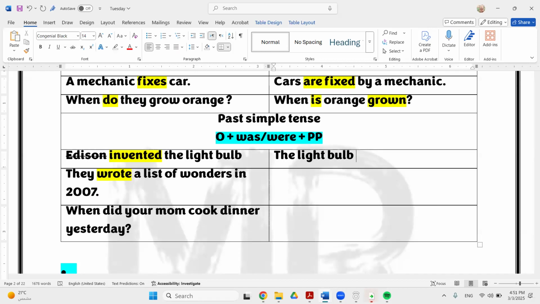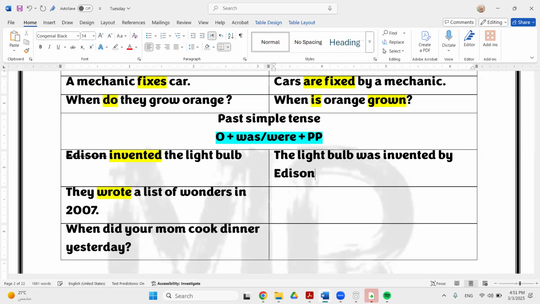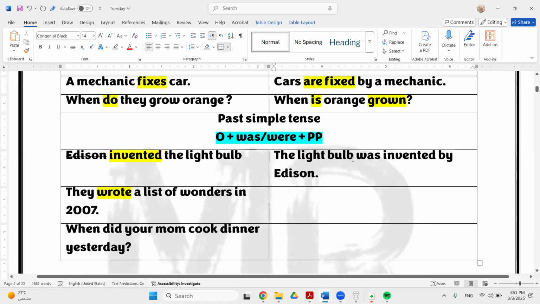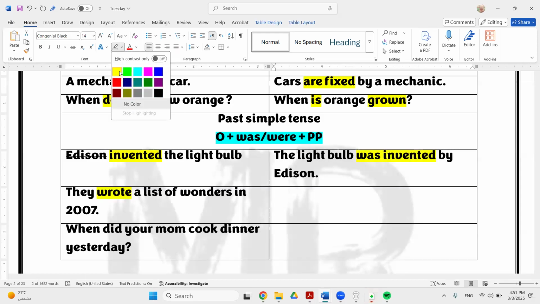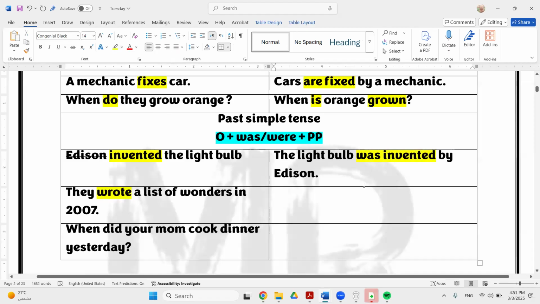Abdurrahman Hisham, can you complete the light bulb? Was. This is a regular verb, invented. If you would like to say by Edison, it's okay. Can you say it again, Abdurrahman? The light bulb was invented by Edison. I told you many times, I said millions of times that we don't have a passive form without verb to be. Because this happened in the past, all right, so we use was and were.